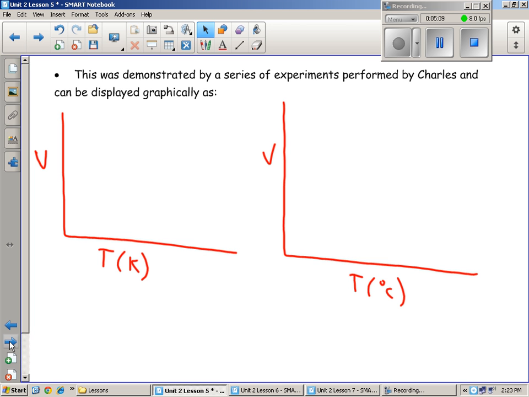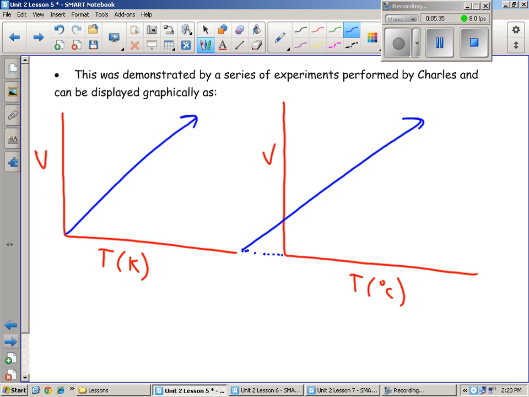Charles did lots of experiments on gases, and he came up with this kind of thing here, and I'll explain this a little bit more in the next slide. The graph that's displayed for Kelvin is usually something that looks like this here. Okay. And the one for Celsius, usually we just extend this a little ways. Unfortunately, I'm going to run out of room here, and that would be that there.